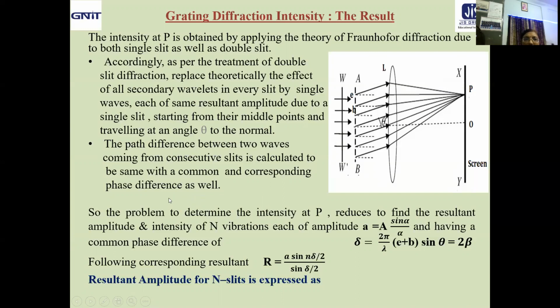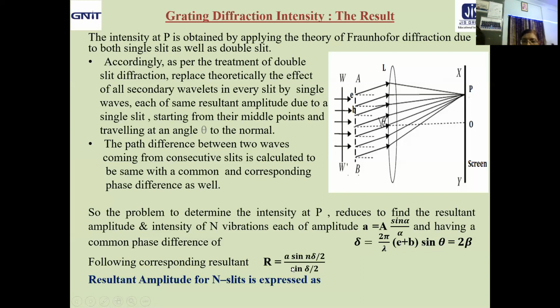That means using the second double slit diffraction, what we did in the last class, that consideration we have taken here. Now, the problem to determine the intensity at P reduces to finding the resultant amplitude and intensity of n vibrations, each of amplitude small a equal to A sine alpha by alpha resultant due to each, and having a common phase difference of 2 pi by lambda into (e plus b) sine theta, that is delta, equal to twice beta, because beta equals pi by lambda into (e plus b) sine theta.